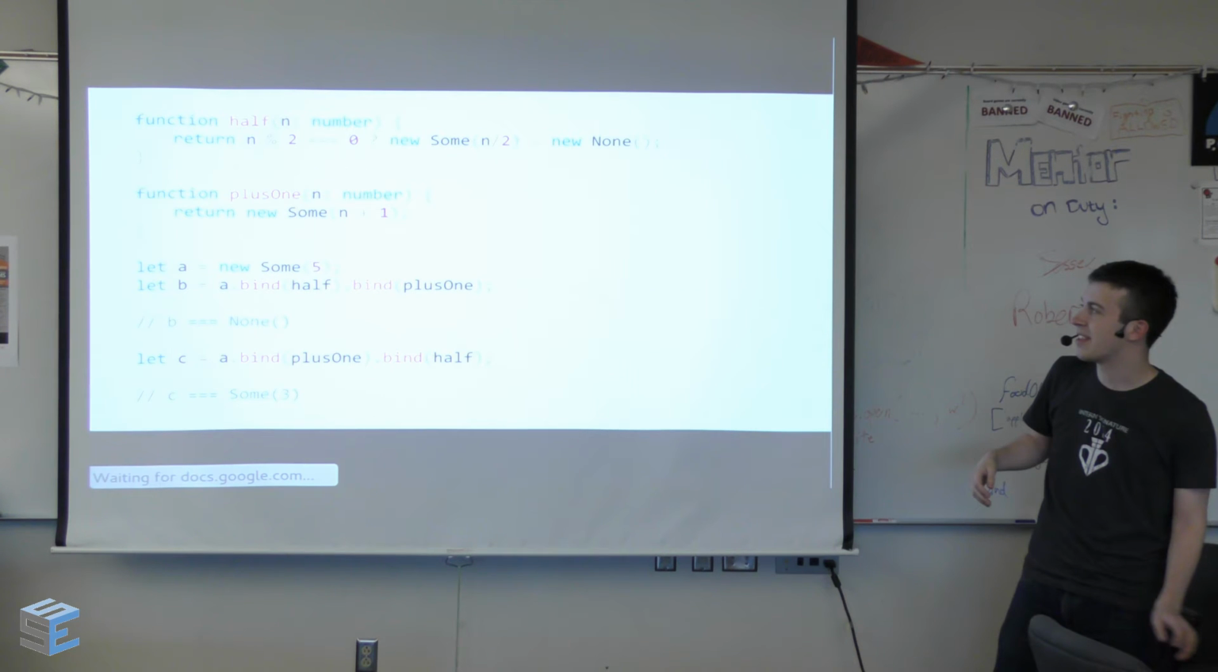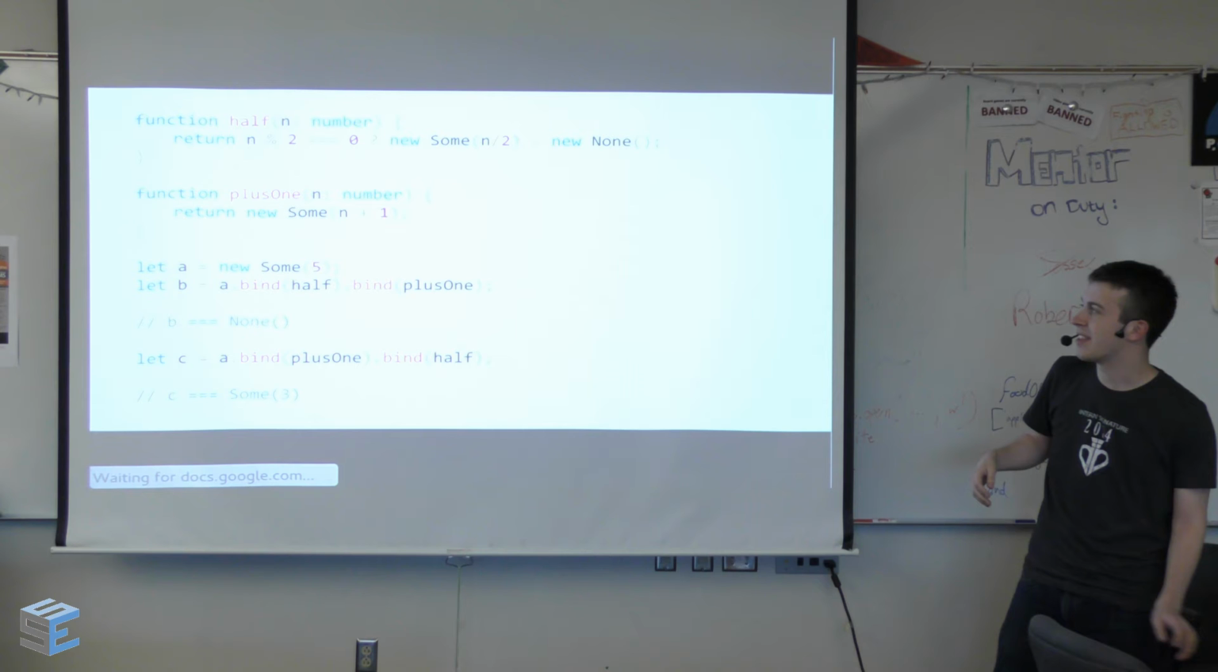So let's define two helper functions real quick. Half, which will say, okay, let's take in a number. If the number is not even, it has no half. We're going to deal with integers. So 5 has no half. But if it's even, then we'll divide it by 2 and return that back out. If it's not, we return None.